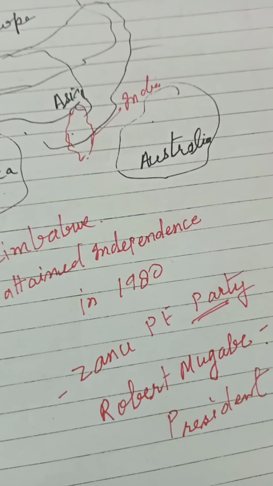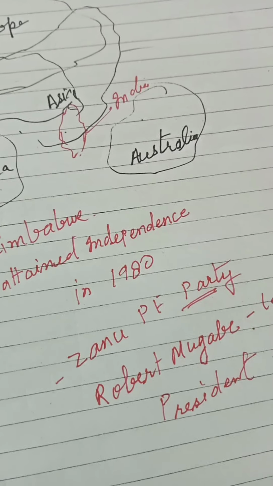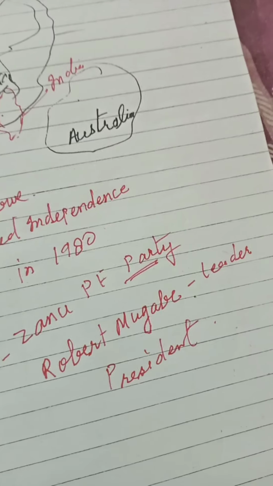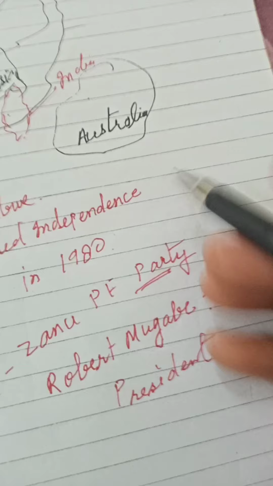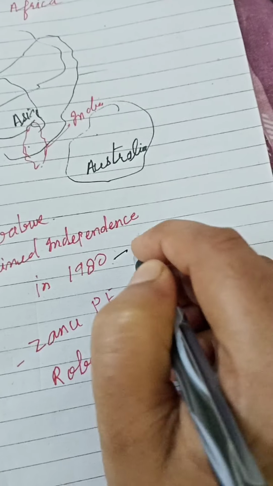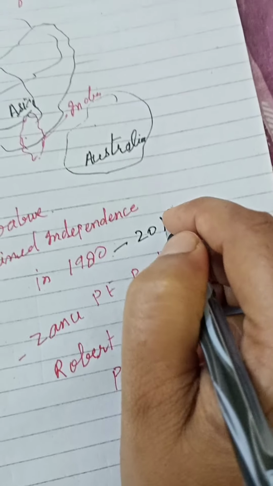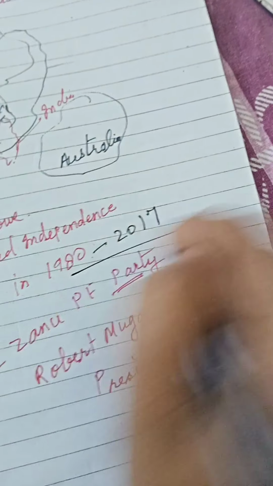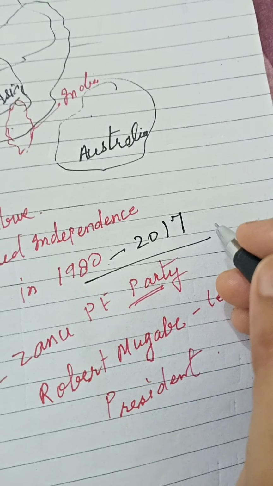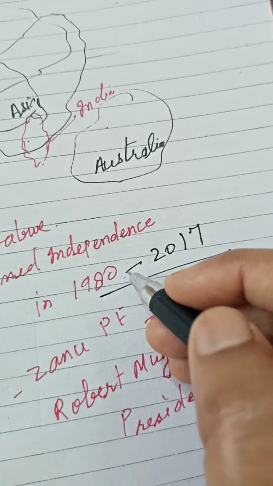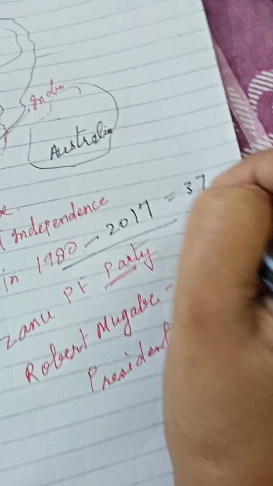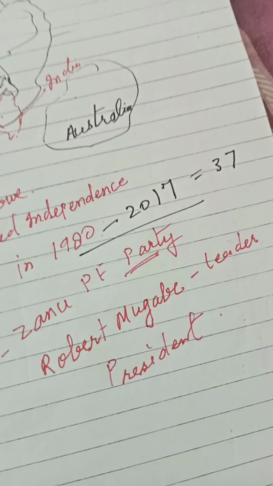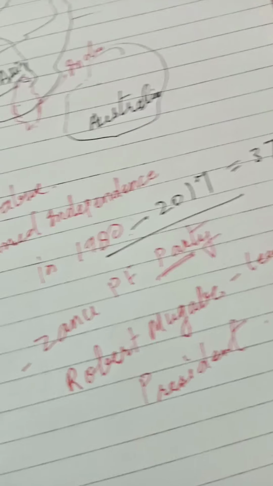He was forced out of office in 2017. From 1980 till 2017 he was in power. Okay, so how many years? 20, 30, 37 years. 37 years.